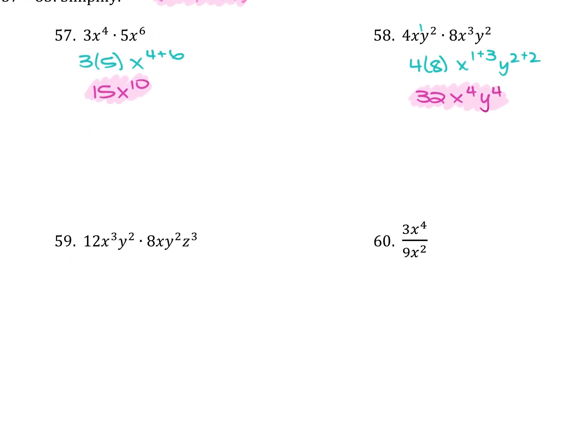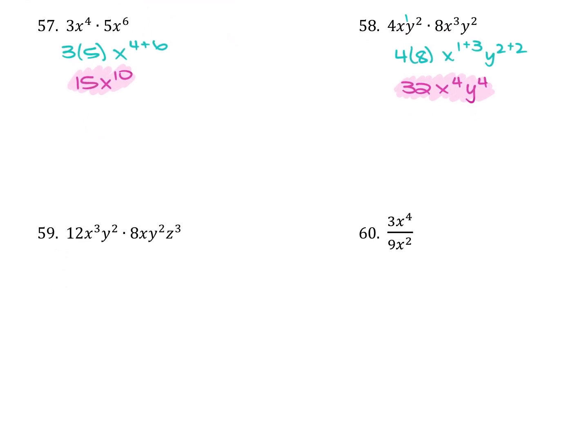For 59, you have 12x cubed y squared times 8xy squared z cubed. You're going to do your 12 times your 8. You have x cubed and x to the first power, so add your powers. Then y cubed, or y squared, sorry. Y squared and y squared, so add those powers, and then just a z cubed. So that 12 times 8 is 96. And we have x to the 4th power, y to the 4th power, z cubed.